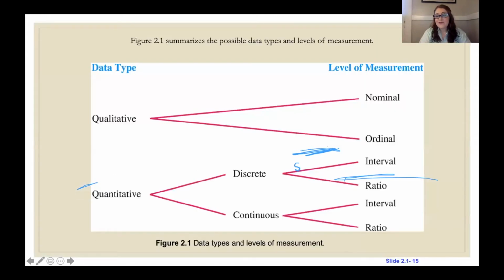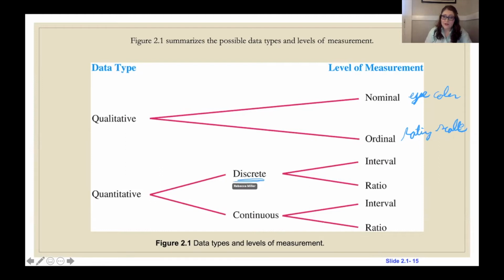So this is a table, you'll find it in your book. I think it's figure 2.1. It is a comparison of the levels of measurement. So for qualitative data, you can have nominal data, such as eye color, or ordinal data, such as a rating scale. For quantitative data, that data can be discrete, right? Meaning it's counted or only takes on fixed values. Or continuous, which means it's measured.